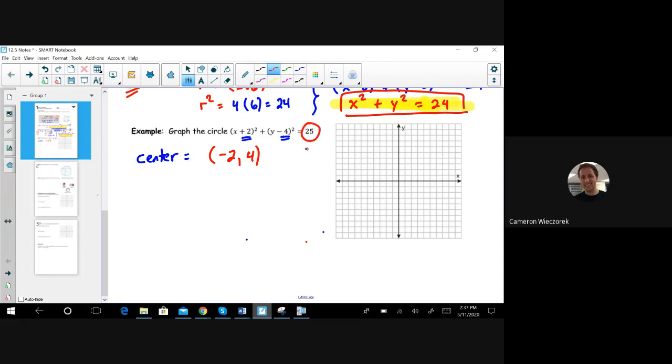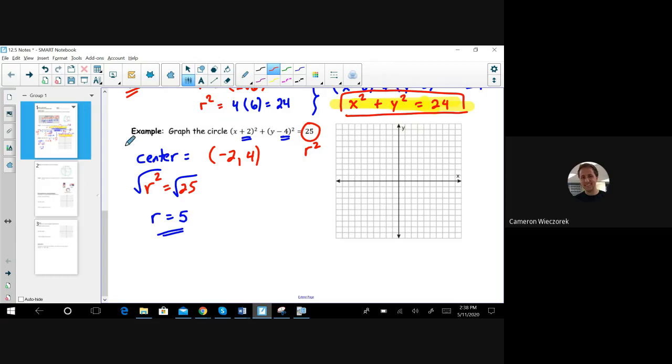Remember, this one over here is r squared. That's not the radius. That's the radius squared. So if the radius squared is 25, you've got to square root it in order to get the radius back out of that. So my radius would be 5. So here's my strategy when I graph these so that I get the best points possible. And this is how I would suggest you do it on Math Excel as well.